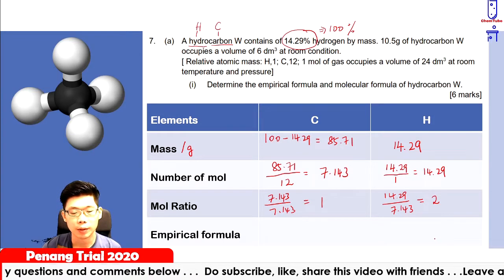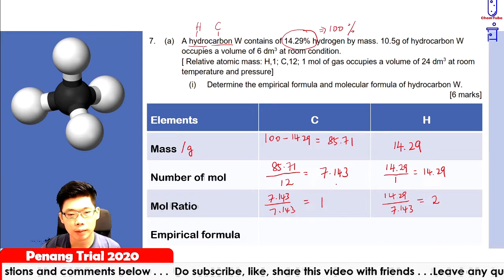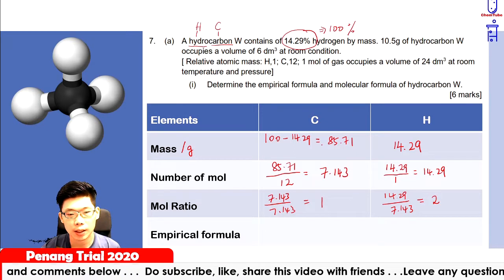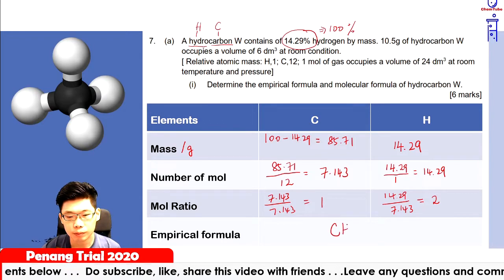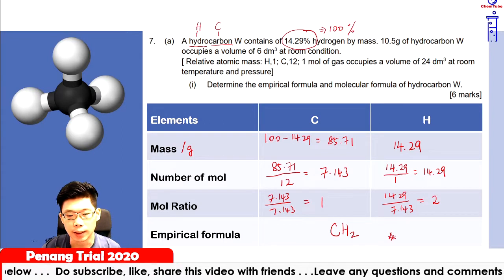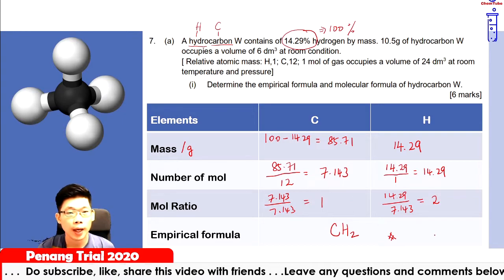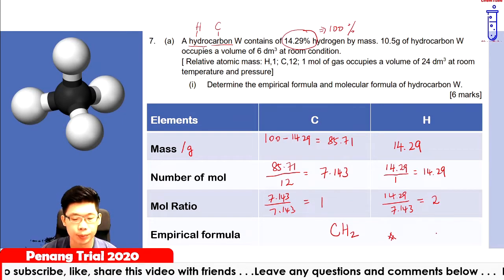So here we can get the empirical formula. We copy it down: CH2. This is the empirical formula for the hydrocarbon W.